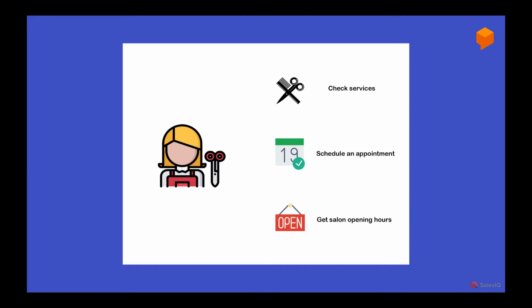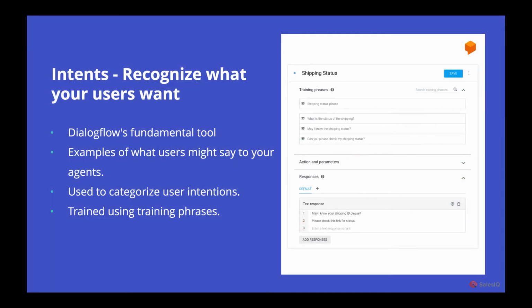So this is just a quick example to help you understand what intents are. Let's assume that we're creating an agent for a hair salon, and let's assume that we're going to create three different intents: one for checking services available, one for scheduling appointments, and the other one to get salon opening hours. So intents are used to define what you want a bot to respond with when it picks up the intention of a user, or when you want to trigger a response based off of some other event. Basically, if a user says X, we want our bot to respond with Y. That's what it is.